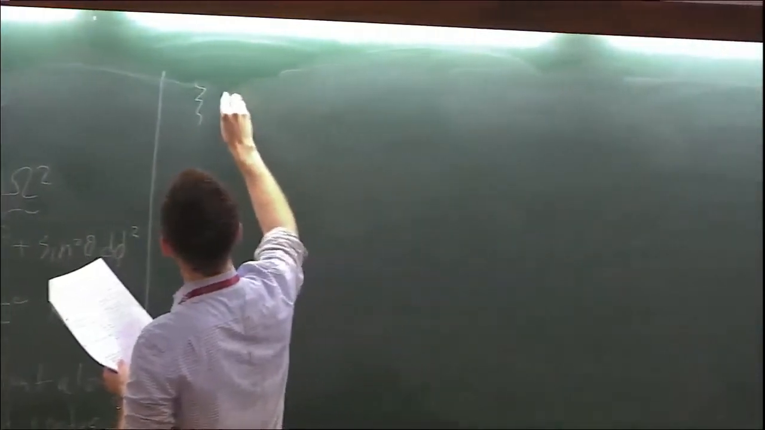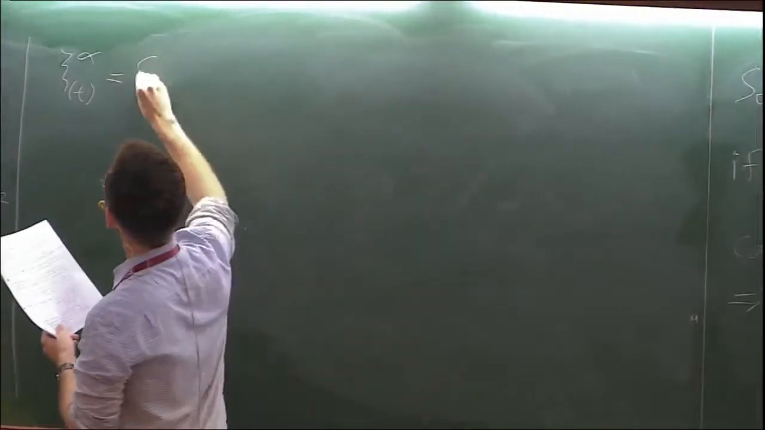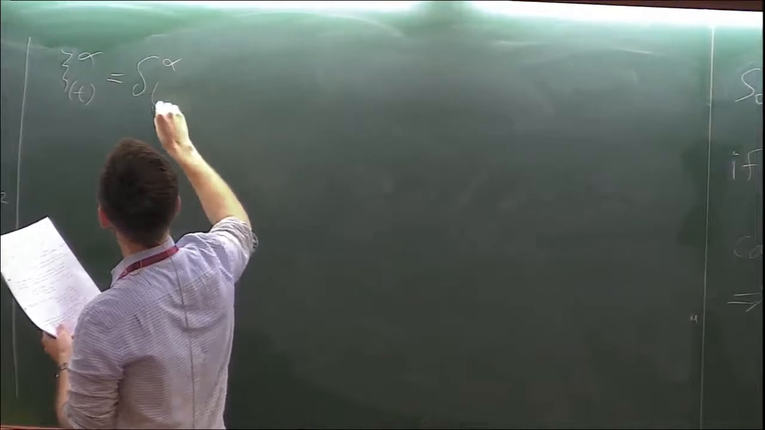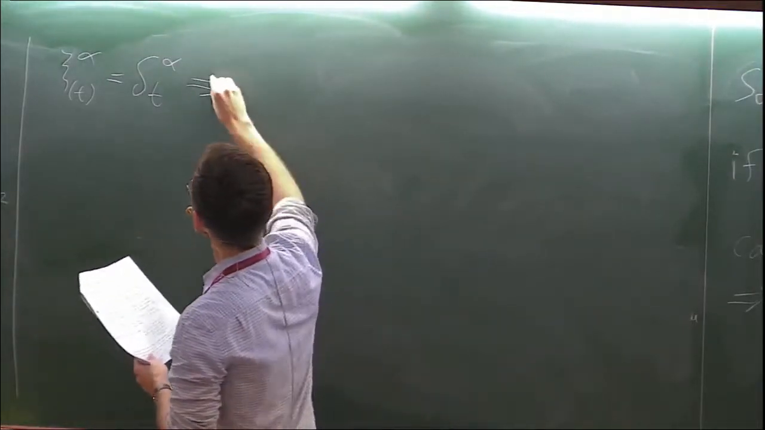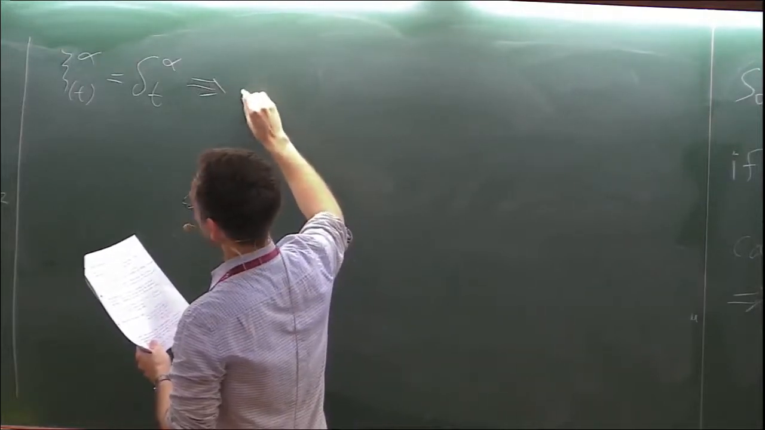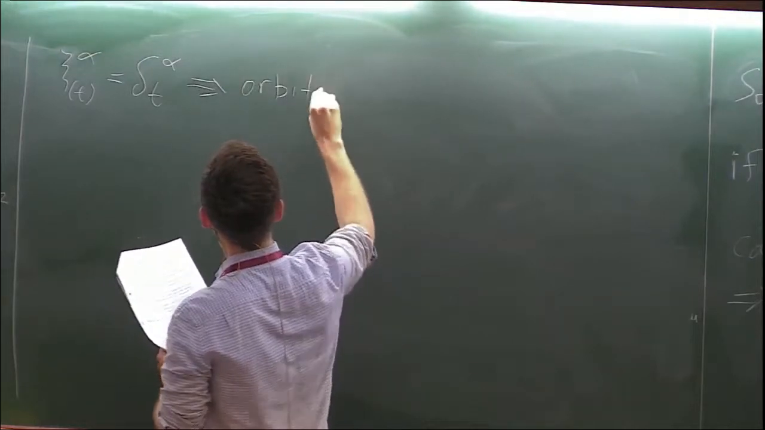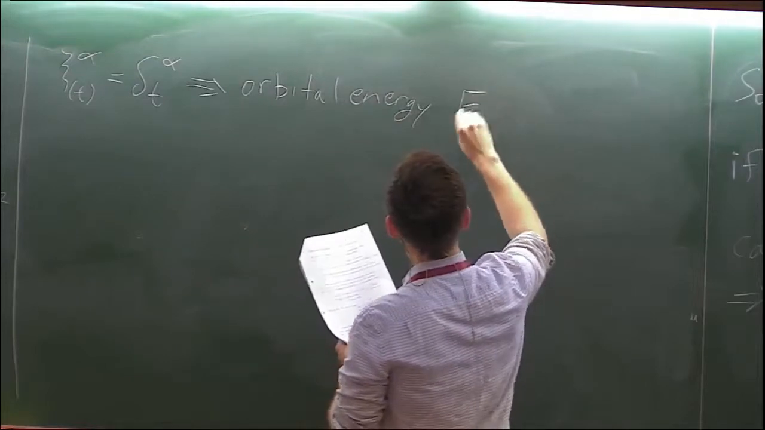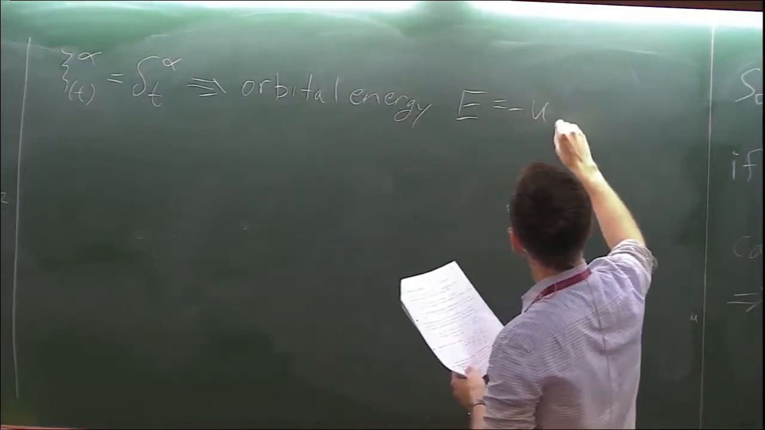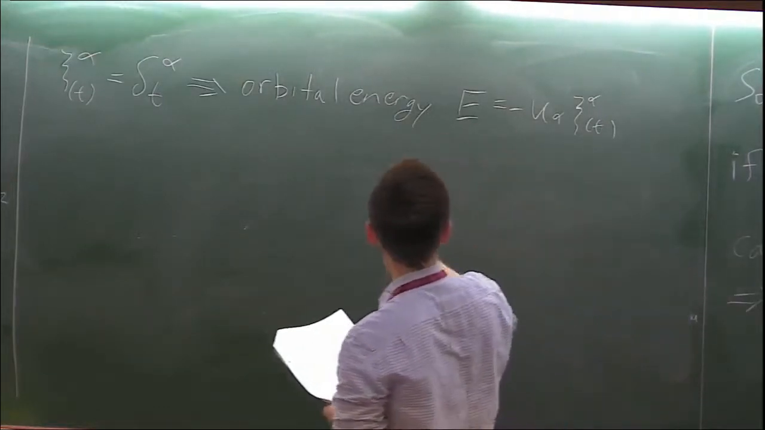The first one is ξ^α with a subscript t, which in Schwarzschild coordinates is just 1 in the t direction, 0 in every other direction. And this means the orbital energy E equals minus u_α ξ^α_t is constant.